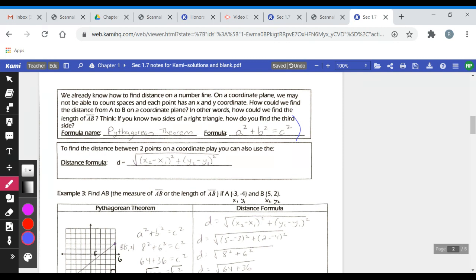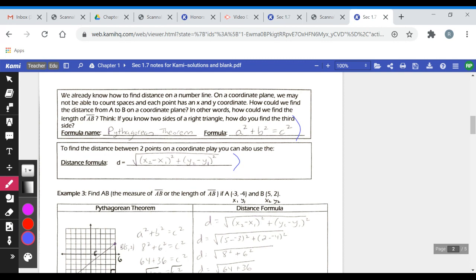To find the distance between 2 points on a coordinate plane, you can also use the distance formula, and I have that here. The distance formula is equal to the square root of x2 minus x1 squared plus y2 minus y1 squared. It's really just a different version of the Pythagorean theorem. On another day for honors, we'll show how to derive that, but for the time being, just know that you technically can use the Pythagorean theorem or distance formula to find the length or the distance of 2 points on a coordinate plane.